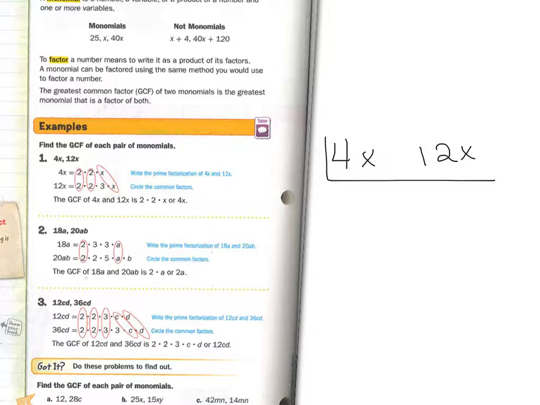The first thing I'm going to look at is what goes into 4 and 12? Well, 4 does, right? But let's start with 2, just to show you the long way. So 2 goes into 4x 2x times. Don't forget the x, it's part of the monomial. 2 goes into 12x 6x times. Again, don't forget the x.